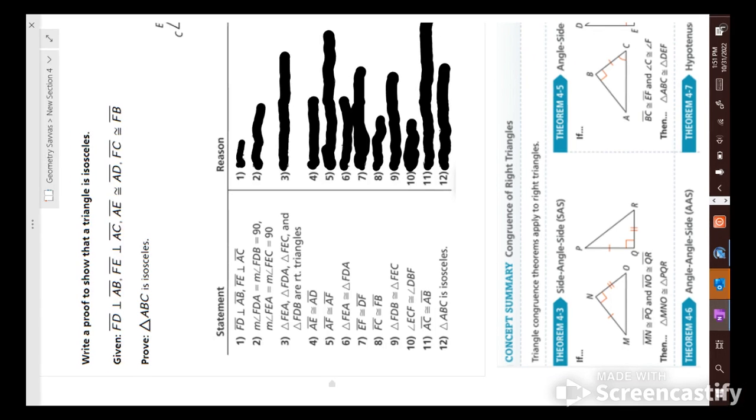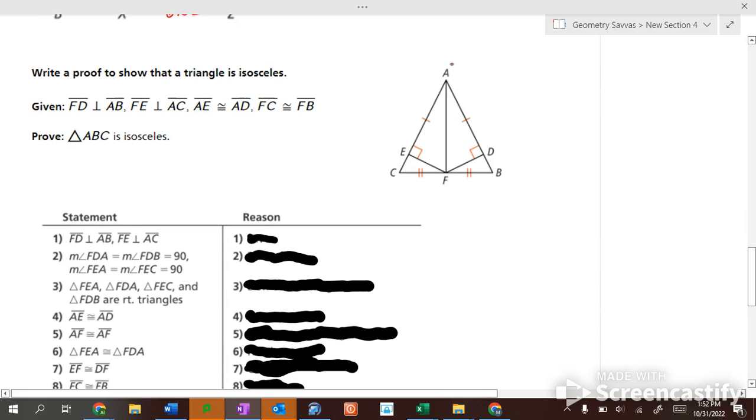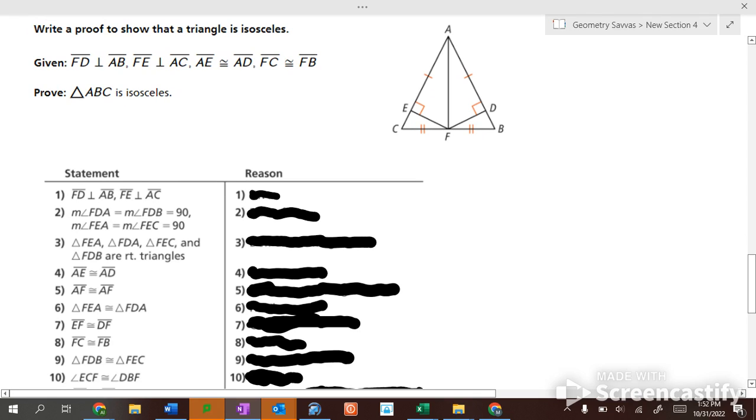All right, so here we go. It says write a proof to show this triangle is isosceles, because we only know that AE is congruent to AD. We don't know that AB is congruent to AC yet. So what we see, and this is a classic proof. See how long it is compared to the ones you've seen so far? Sometimes it'll get a little bit longer and you have to go step by step by step.